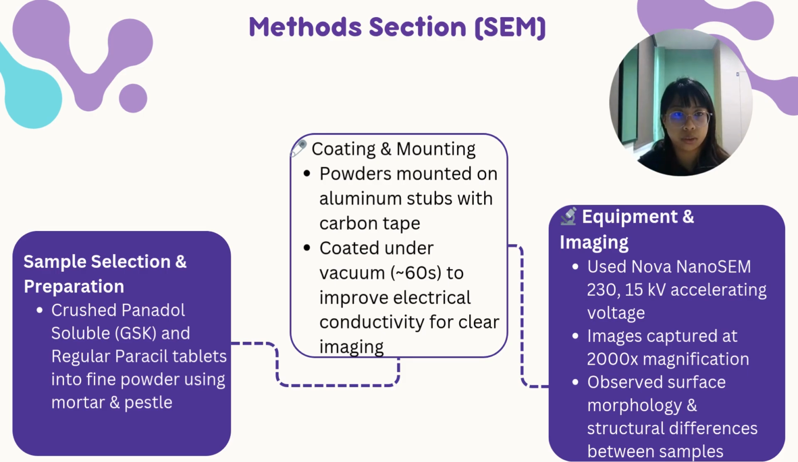For the method section for SEM, the first step is sample selection and preparation, where the Panadol soluble and regular Panadol is crushed into a fine powder using a mortar and pestle. Next, we send the crushed Panadol for coating and mounting, where the outer layer of the Panadol is coated with carbon to improve the electrical conductivity for clear imaging.